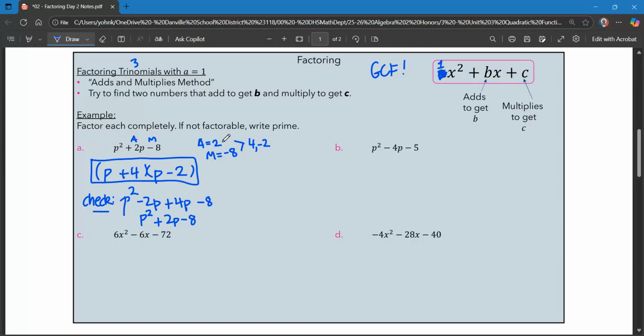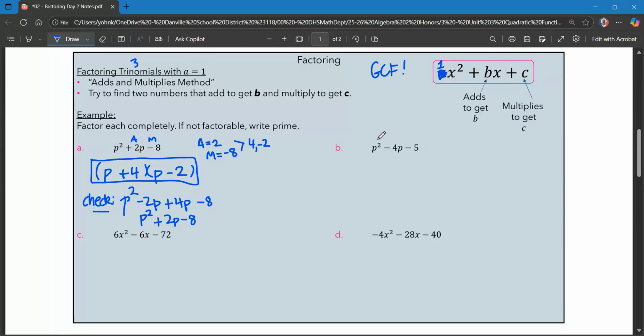Crazy. So whatever the two numbers are that add and multiply to get the problem are the numbers in the answer. And again, it doesn't matter if the first parenthesis is p minus 2 and the second one is p plus 4. As long as the positive is with the 4 and the negative is with the 2, that's fine. If the signs are with the wrong number, then that's a completely different problem. So be very careful with your signs.